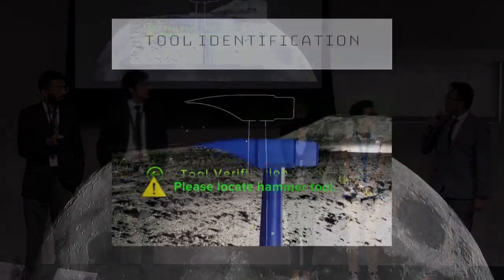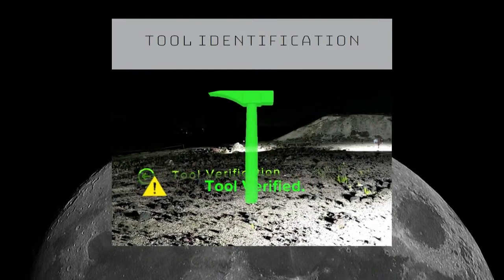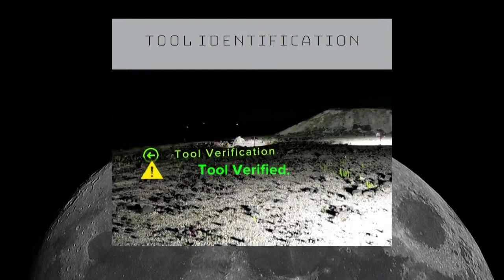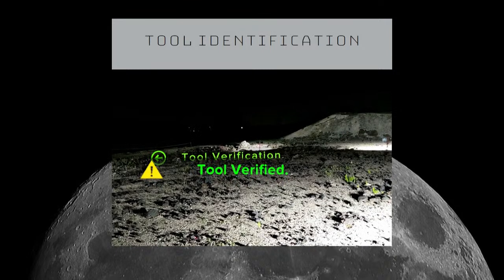And this is tool identification. To reduce the cognitive load upon the astronaut, we've put this in, especially when on the moon and there are varying degrees of light. We've implemented hammer detection. In the future, we plan on implementing more tools.